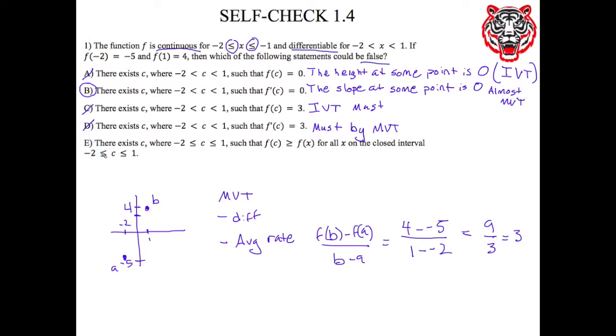And lastly, E. All I need to translate this is that it says there is a max. And is that guaranteed? It is guaranteed, so I'm going to cross that out. It's guaranteed by what theorem? What theorem guarantees maximum and minimum? If you said EVT, you are correct. EVT is guaranteed because it is continuous and closed. So the correct answer here is B.